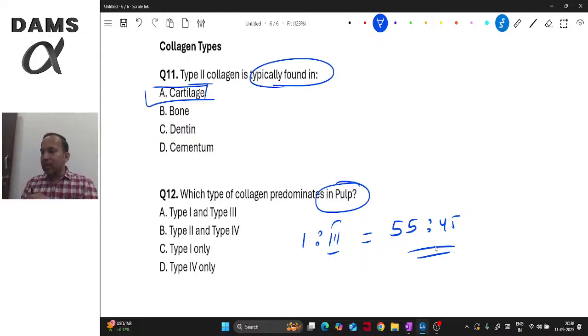No, Prachi, it is option A, that is type 1 and type 3. They are both present in pulp, isn't it? They are both present in pulp.